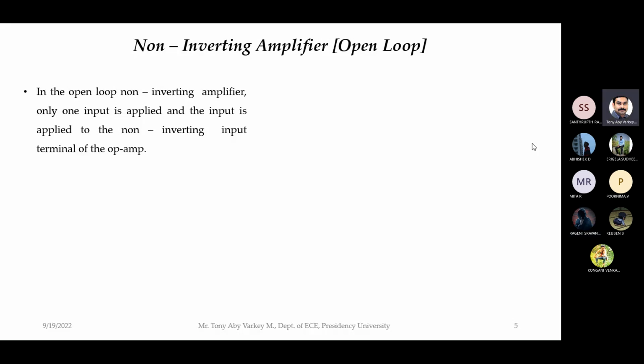Where will it be connected? The inverting terminal will be grounded. Please remember, in a non-inverting amplifier, the inverting terminal will be grounded, whereas in an inverting amplifier, the input is connected to the inverting terminal and the non-inverting terminal is grounded. In a non-inverting amplifier, the input is connected to the non-inverting input terminal and the inverting terminal is grounded. So the circuit will be like this.